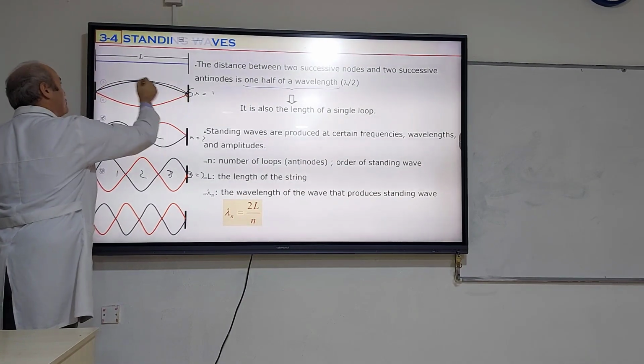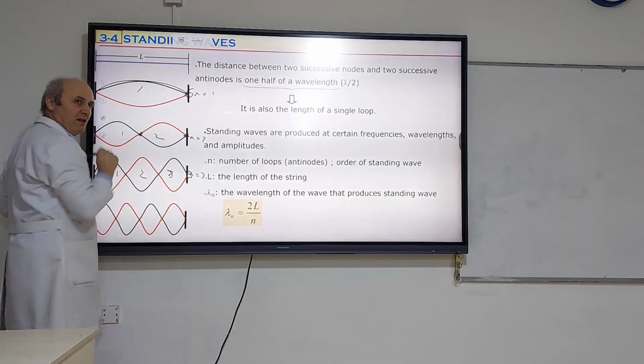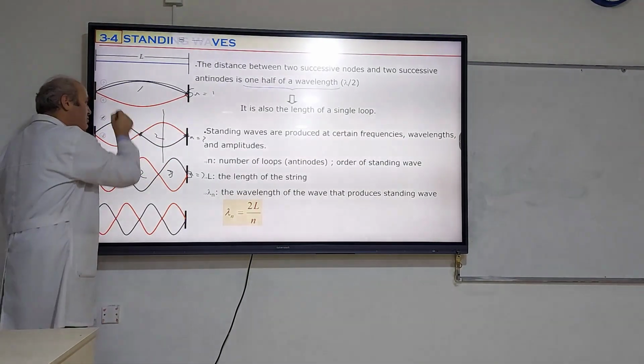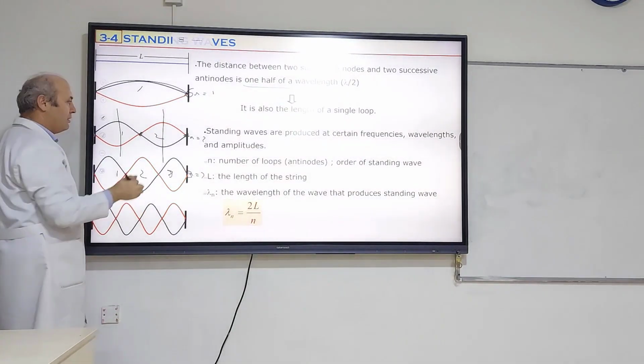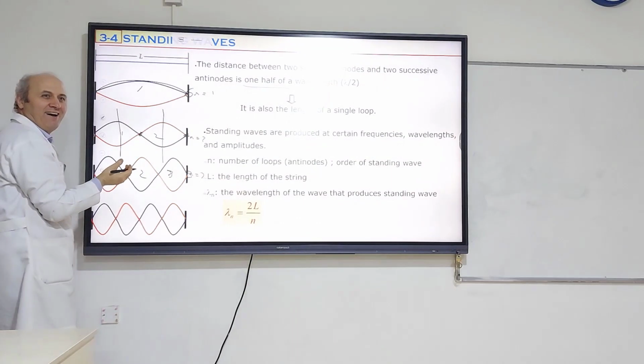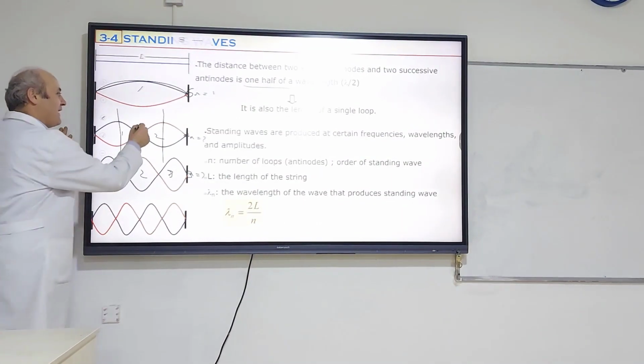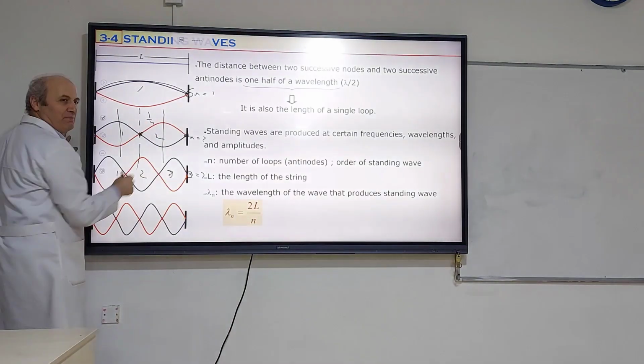From node to node, half lambda. From node to node, half lambda. But from antinode to antinode, again half lambda. Half of half plus half of half, it's half. Half over 2 plus half over 2. So 1 over 4. Now, by the way, this is also important.